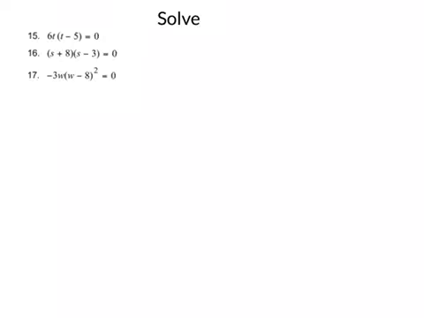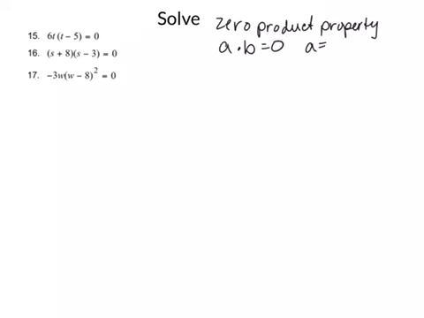All right, the next set of problems ask you to solve. These use the zero product property, which says if I have A times B equals 0, then either A equals 0 or B equals 0. So in this case, this is our A and our B, and one of them has to equal 0.